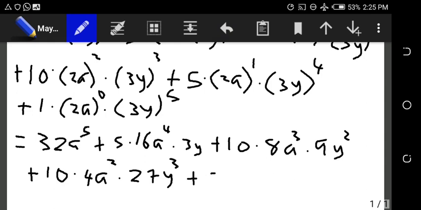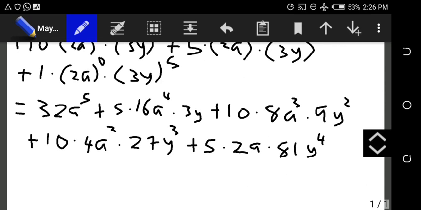Okay, plus then over to this one here, that's still 5 times, here will give us 2a, because 2a raised to the power 1 will still give us 2a, times then here 3 raised to the power 4, that is 81, so we have 81y raised to the power 4, and the last of them is this.